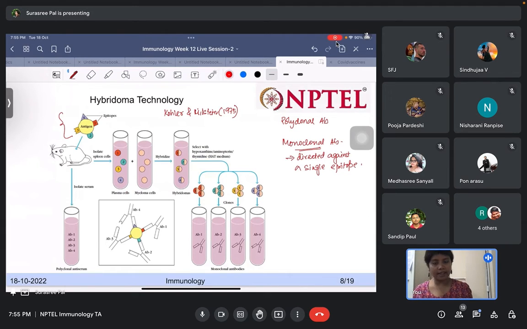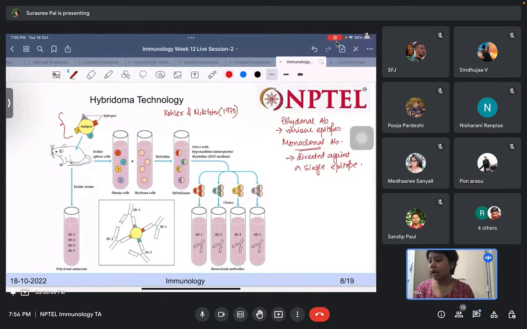However, polyclonal antibody is nothing but a population of antibodies, okay, a population of antibodies which can recognize various epitopes on the antigen.